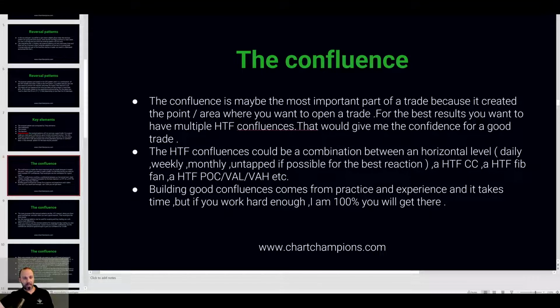The high time frame confluences could be a combination between a horizontal level, daily, weekly, monthly, untapped if possible for the best reaction. So most of the time you like to see an untapped horizontal level, a high time frame CC, low to high or high to low, really depends on the situation, a high time frame fib fan, they give really good results, high time frame point of control, value area high, value area low, so high time frame value area. Those are the main confluences that I actually use for my trading.